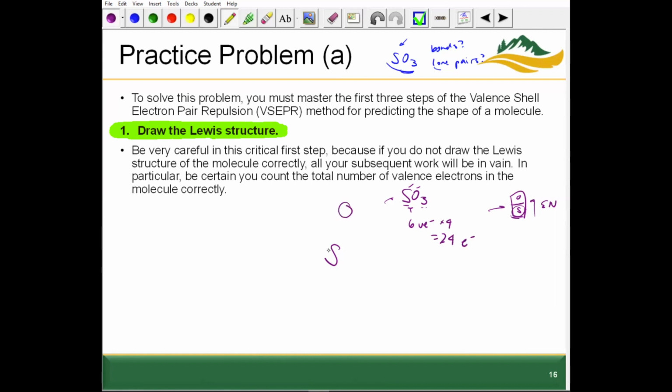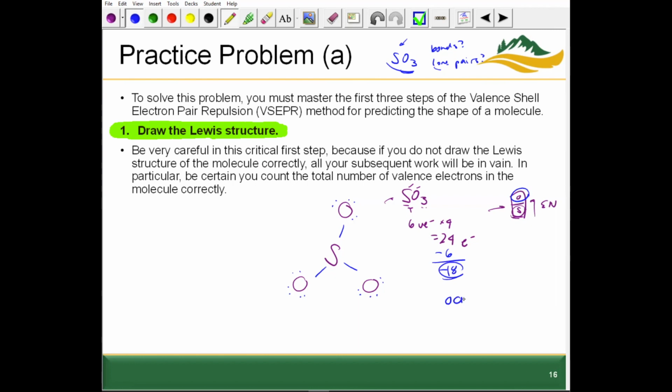In drawing the skeleton around this, we'll do 3 oxygens, then we'll draw in the bonds. Within each of these bonds is 2 electrons, so this is 6 electrons we've used up so far. With the 18 electrons remaining, we'd start to put lone pairs around the more electronegative atoms or the outer atoms. 1, 2, 3, 4, 5, 6, 7, 8, 9, 10, 11, 12, 13, 14, 15, 16, 17, 18 electrons we've used up. Are we done?